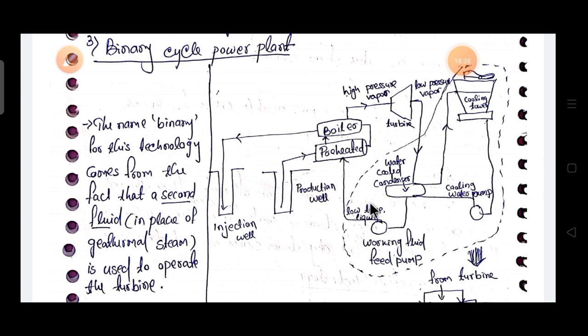This is called a cycle, which means we use hot vapor to produce electricity and send it back to the condenser, and from the condenser we get cold water, and we send that back to the preheater, and this process repeats again. So it is called a cyclic power plant. Okay.